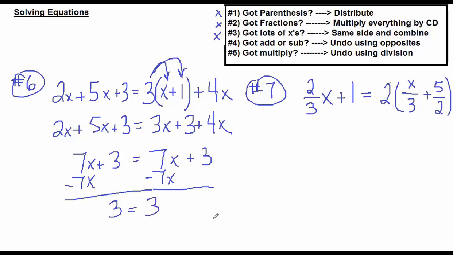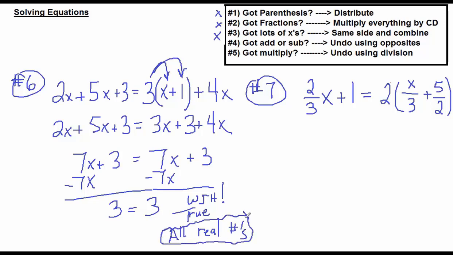Uh-oh! That's the what just happened moment. The x's canceled out, leaving me with no more x's. All I have left is 3 equals 3, which is a true statement. And because it's a true statement, my answer is going to be all real numbers. That's going to be my answer for this problem.